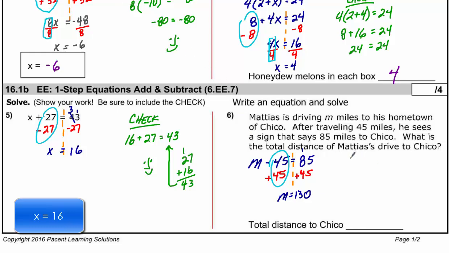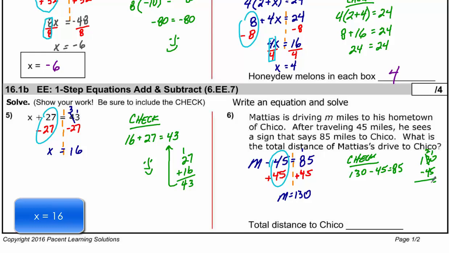Let's see if that's true. Let's check that to see if that makes sense. If he drives 130 miles total and he's already gone 45, will he have 85 left? Well, 130 take away 45. I'm going to borrow from that.